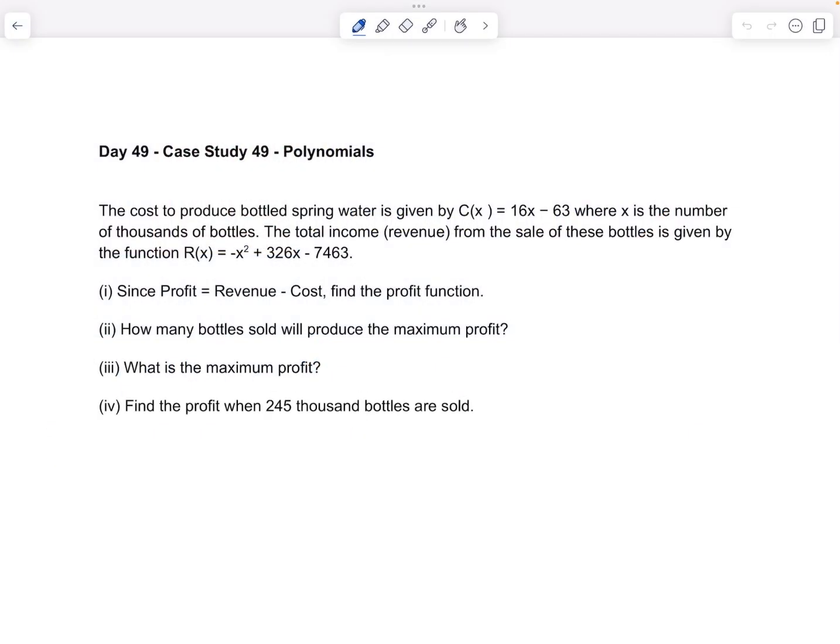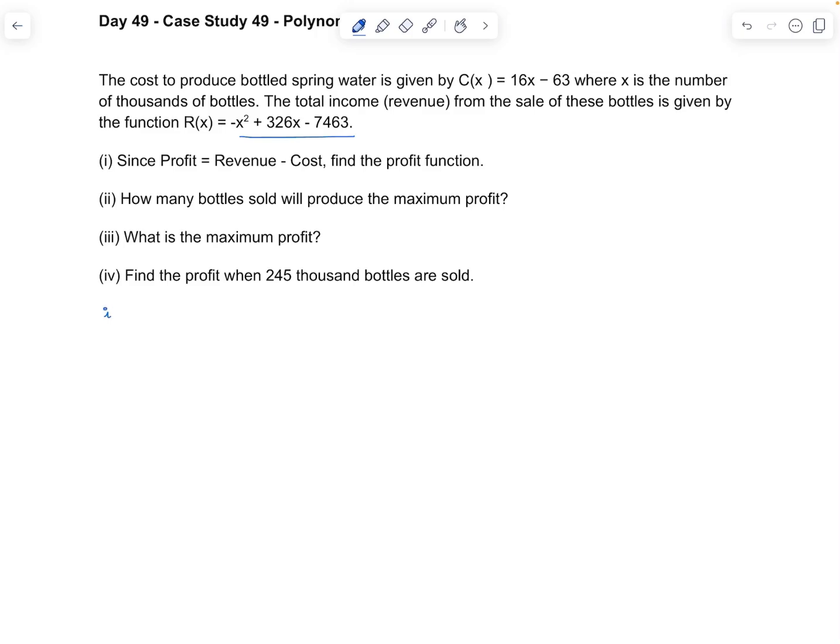The question goes like this. The cost to produce bottled spring water is given by C of x is equal to 16x minus 63, where x is the number of thousands of bottles. The total income from the sale of these bottles is given by the function R of x is equal to minus x square plus 326x minus 7463. Question 1. Since profit is equal to revenue minus cost, find the profit function.